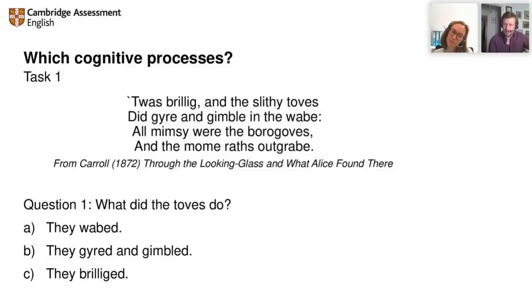So 'twas brillig, and the slithy toves did gyre and gimble in the wabe. All mimsy were the borogroves, and the mome raths outgrabe. So what did the toves do? They wabed, they gyred and gimbled, or they brilligged?